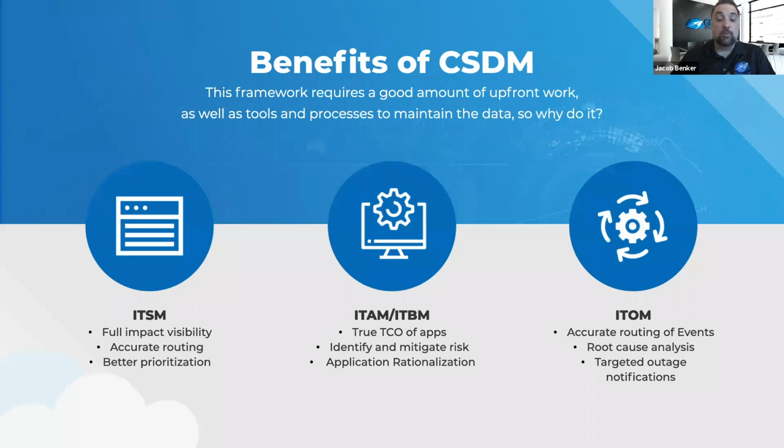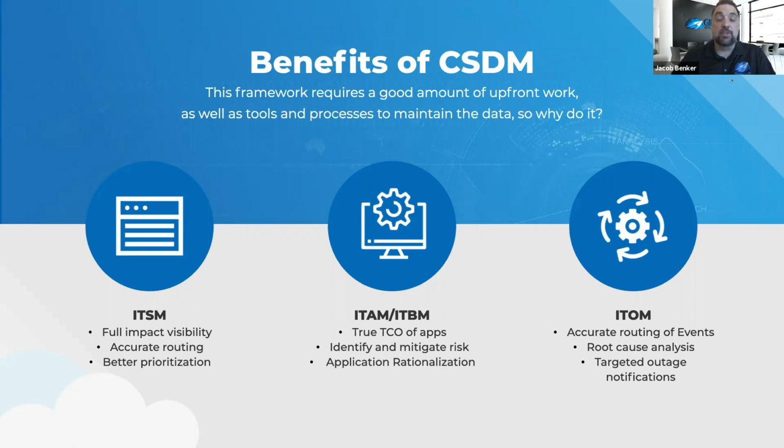Accurate routing: once you define all your groups, your support structure for your application services and your CIs, you get the right team involved quickly, and you're not bouncing tickets around to different teams to figure out who's supposed to support it. You get tickets to the right people first, which really lowers your cost of support because you don't have as many hands in the pot, if you will, per incident or change. And then better prioritization.